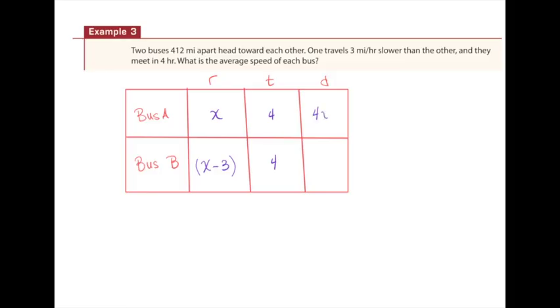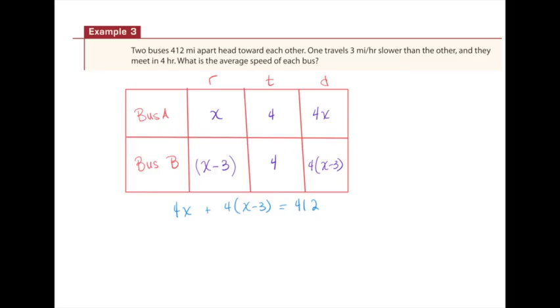Distance is going to be the 4 times the x. Distance here is going to be 4 times the x minus 3. And then since they are a certain number apart, 4x plus 4 times x minus 3 equals the total distance apart of 412. And so if I have something like this, I'm actually not going to do a systems of equations. I'm literally doing substitution, building in my initial equations, right?